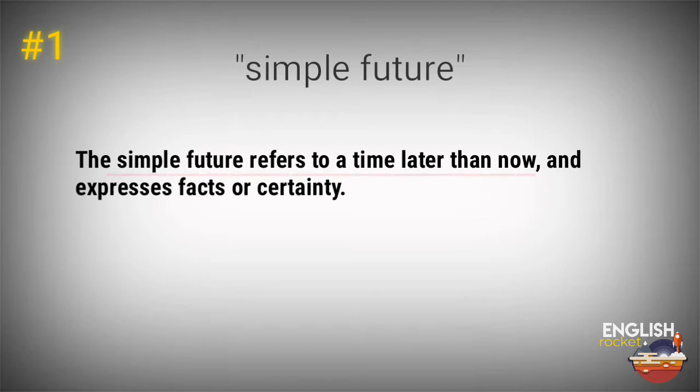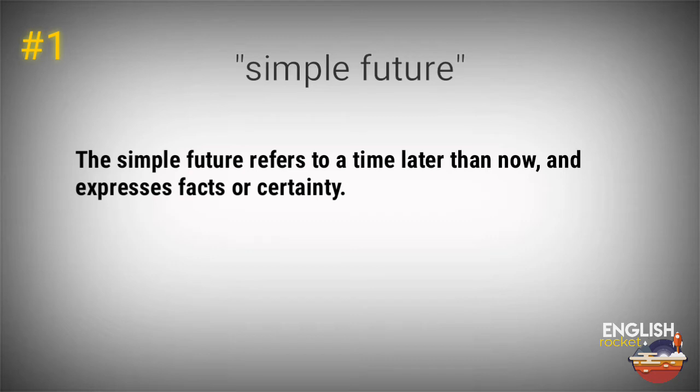But here is another thing. We use the simple future to express facts or certainty. What does that mean? It means, for example, if the train leaves at 1 o'clock, that's a certain time in the future. We can use the simple future.